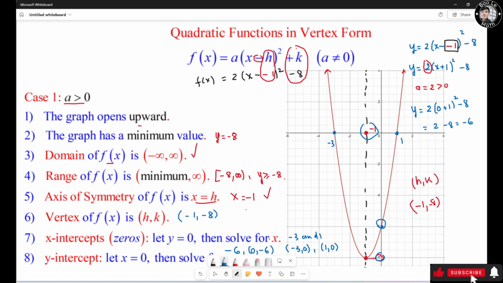Now you can use the TI-84 Plus CE calculator to check for the x-intercept, right? The minimum value right here, right? Okay, you do exactly what I did in the previous video about the quadratic functions in standard form.